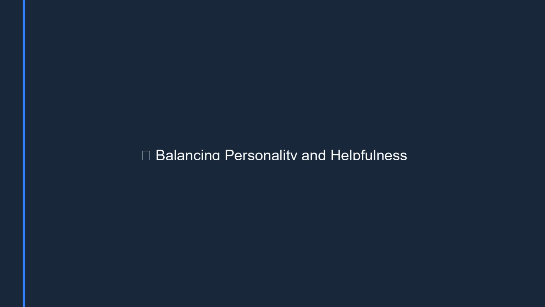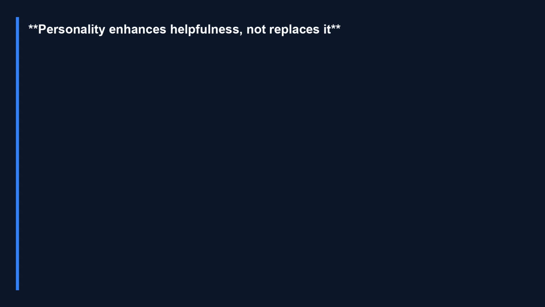Balancing personality and helpfulness. Here's the principle that ties everything together. Personality enhances helpfulness. It never replaces it. A persona is a delivery mechanism for useful information. The moment the persona gets in the way of the user getting what they need, it has failed its purpose. Keep this as your North Star when evaluating every training example and every model output.